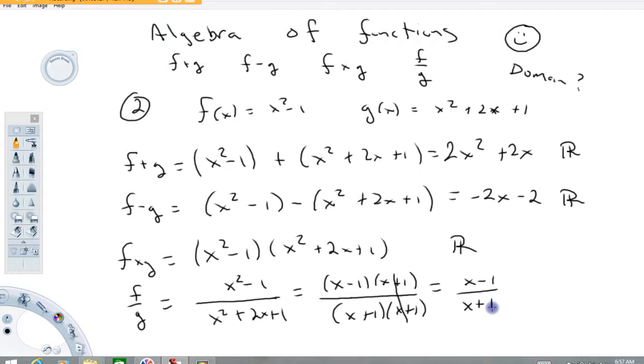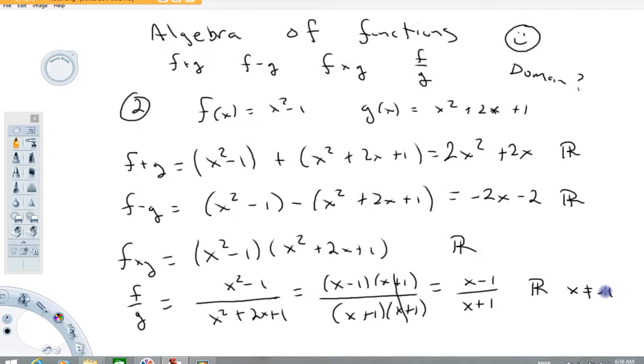All right, domain. So this one does have a restriction. Again, we have potential for division by 0. So the value for x that would make this 0 is negative 1. So x equals negative 1 cannot be allowed. It's not in the domain of this function. So let's say that the domain is all reals except x cannot equal negative 1. And there's different ways to write that. I think that's good enough for now.